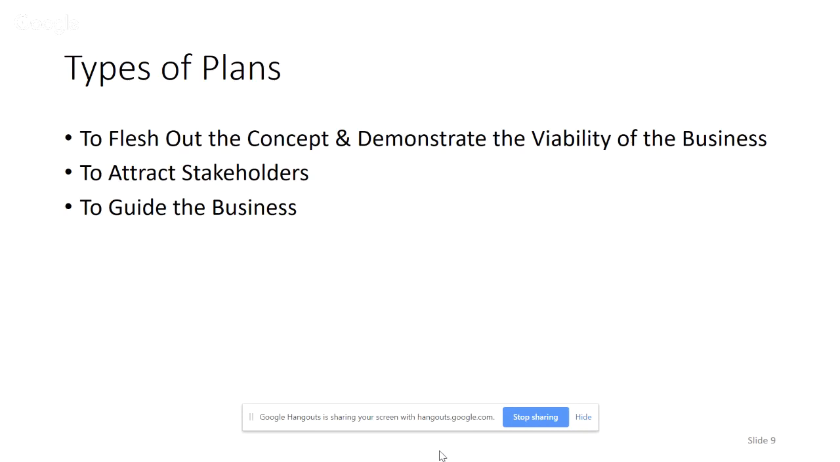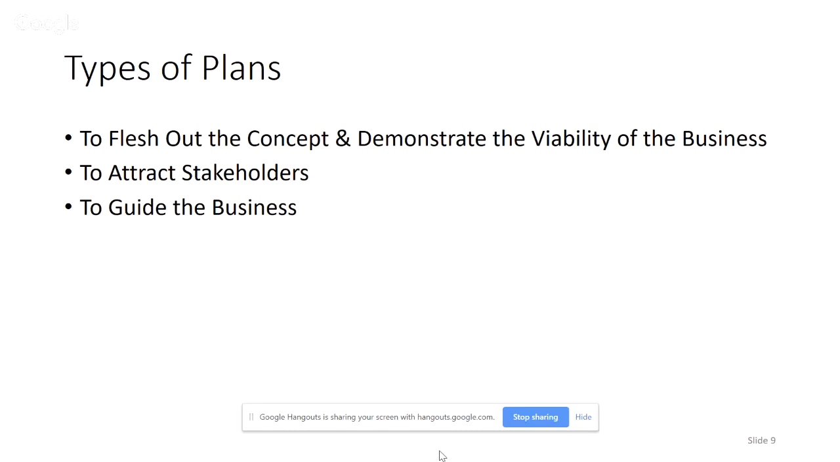So, types of business plan, right? There are business plans that flesh out the concept and demonstrate the viability of the business. There are business plans that attract stakeholders, and also the guide to the business, which I just summarized in the audiences. So we have at least three purposes or types of plans. To flesh out the concept and demonstrate the viability of the business is something you're doing for yourself.